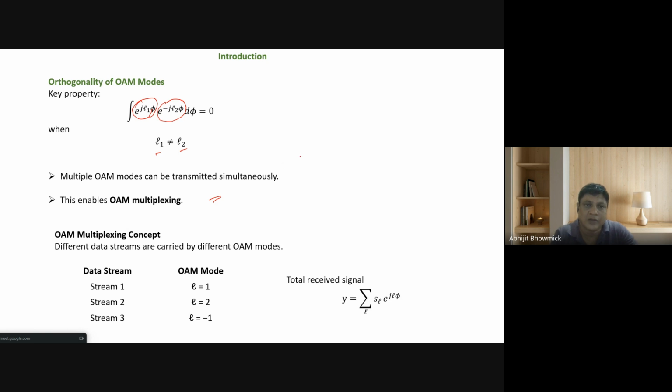So how can we multiplex the data during transmission? Say I have three streams of data. Stream 1 will be transmitted using the L1 mode, stream 2 using the L2 mode, and stream 3 using the L3 mode. So what would be the total received signal? I can describe it with this expression, with L from -1 to 1. So stream 1, stream 2, and stream 3 can be transmitted over different modes through the same band, and the total received signal may be described by this.